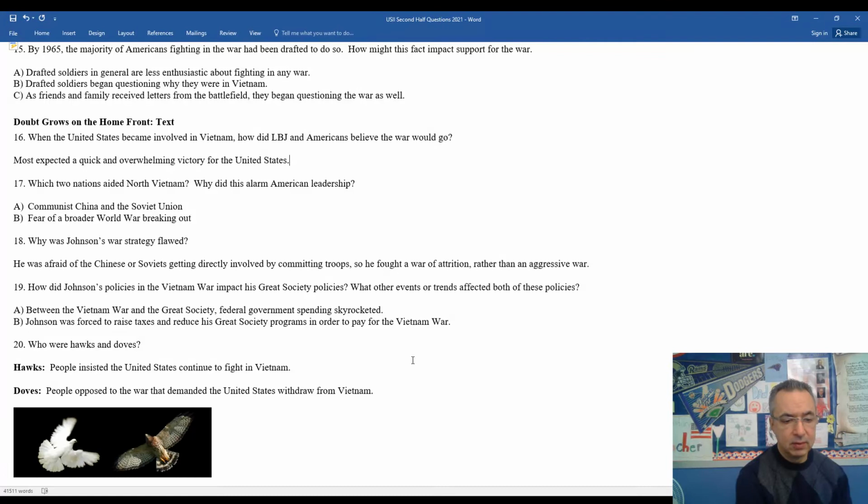Number 20, who are the hawks and the doves? Hawks are generally war hawks, people who insisted the United States continue to fight in Vietnam. Doves are usually people who are against the war, the people who opposed the war and demanded the United States withdraw from Vietnam.